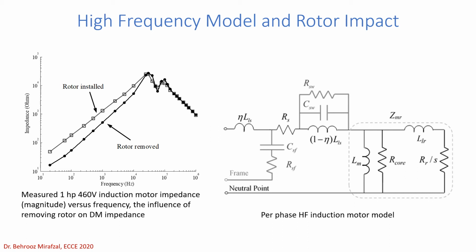So we touch only the stator windings, and we added CSW and CSF. These are the two main elements. CSW represents the interturn stray capacitance, and CSF represents the stray capacitance between stator windings and the frame. So at very high frequencies, only CSF is the path for the current to flow to the frame.